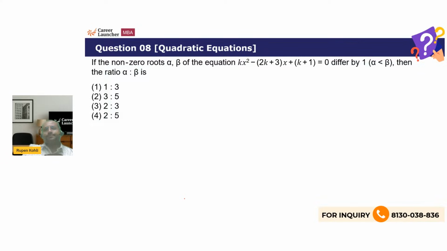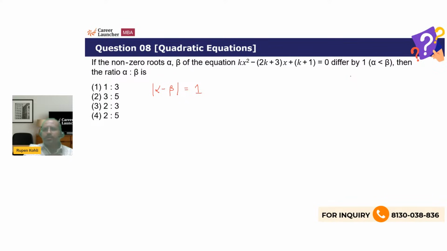differ by 1, alpha is less than beta, alpha is the smaller root. Then we have to find the ratio of the roots, alpha is to beta. So obviously k has to be found based on the condition that the difference of the roots is 1. They differ by 1, meaning alpha minus beta mod is 1. Or you can simply say beta minus alpha, क्योंकि आपको पता है कि beta is more than alpha, right? So I'm just saying alpha minus beta mod is 1.